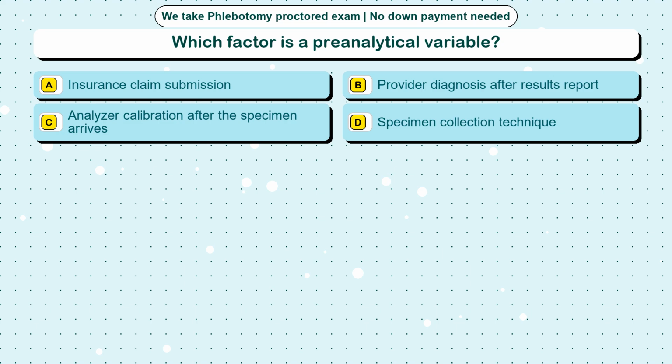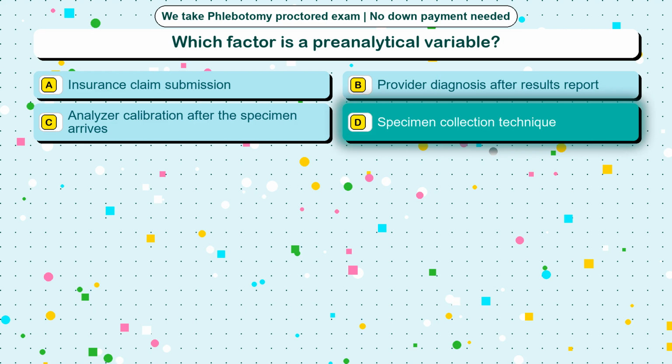Question 41. Which factor is a pre-analytical variable? Option A, insurance claim submission. Option B, provider diagnosis after results report. Option C, analyzer calibration after the specimen arrives. Option D, specimen collection technique.